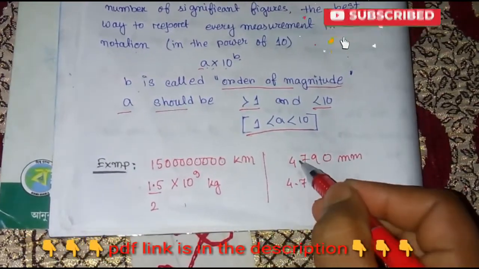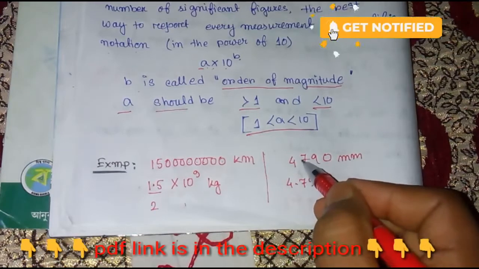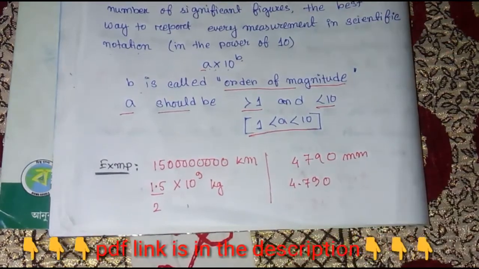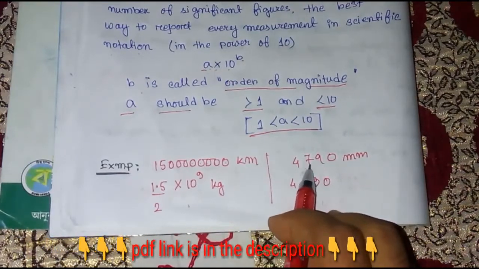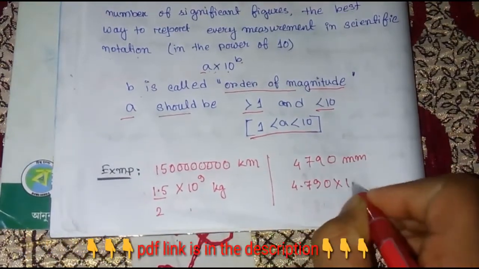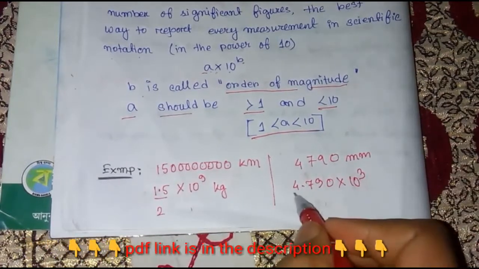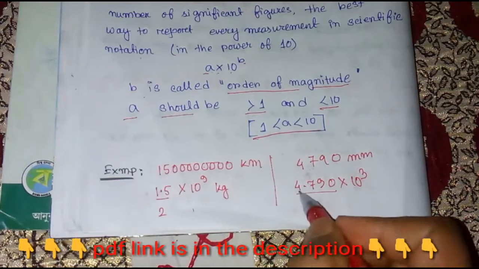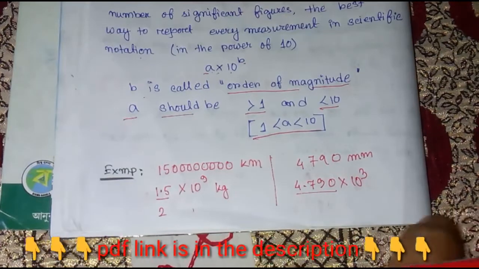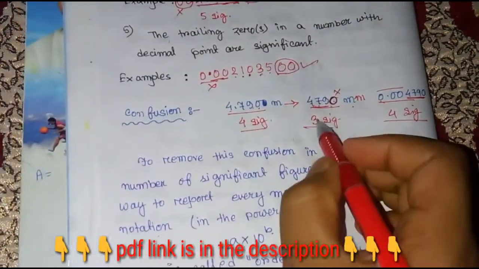Now we have put the decimal point here. How many digits are after that decimal point? 1 2 3. So we have to write 10 to the power 3. Here you can see 4 significant numbers are present. So the other way of writing it was wrong.